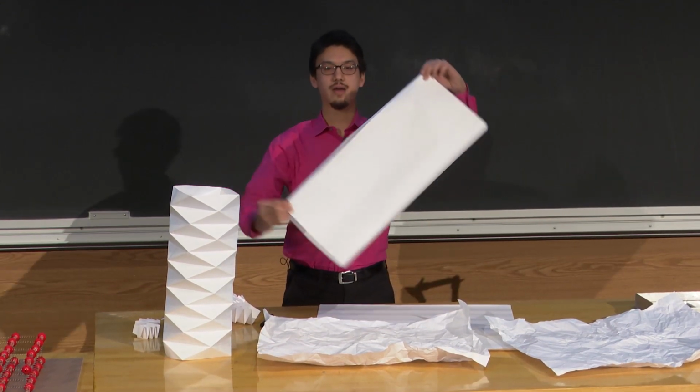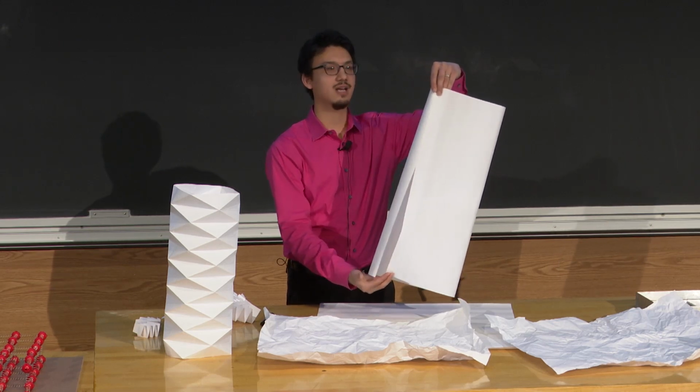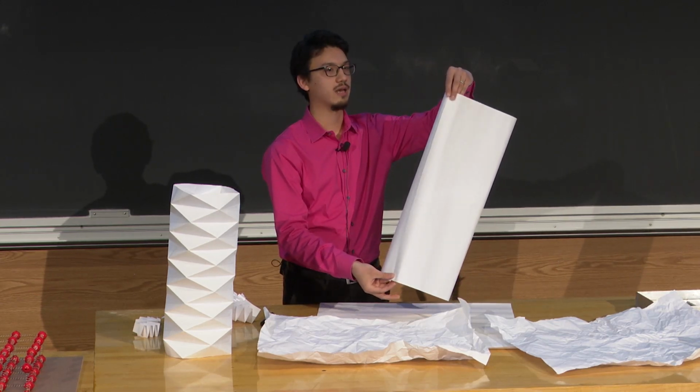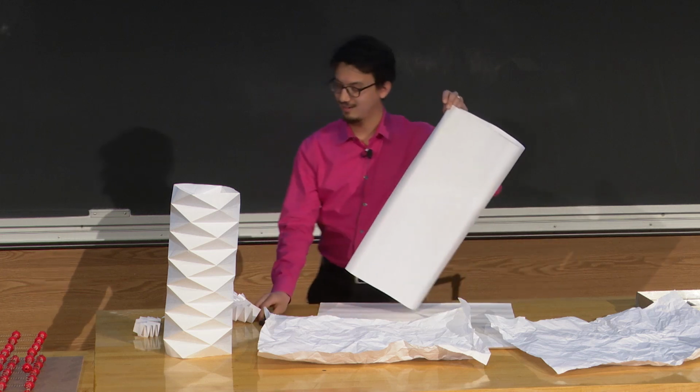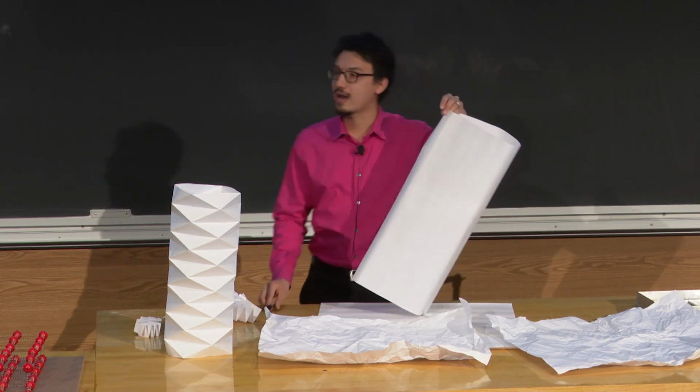Okay, so that rolling action preserved all the lengths of the sheet. I haven't done any stretching energy. I've only done bending energy. Step 2, make a donut out of it.